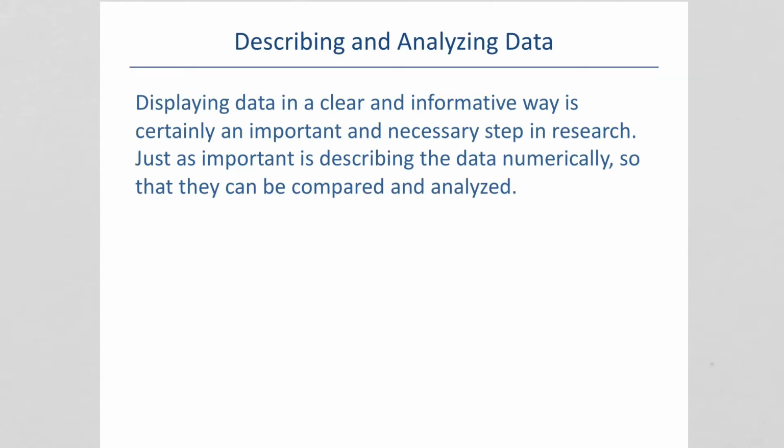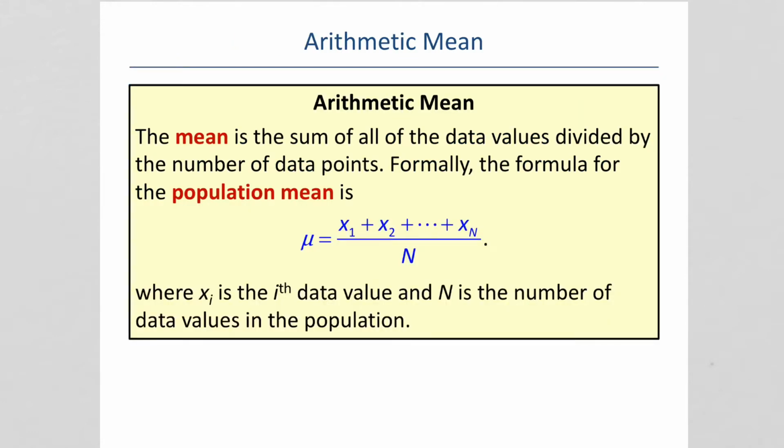Displaying data in a clear and informative way is certainly an important and necessary step in research. Just as important is describing the data numerically, so that they can be compared and analyzed. The arithmetic mean is the sum of all the data values divided by the number of data points. The population mean is the sum of all the data values divided by the number of points.